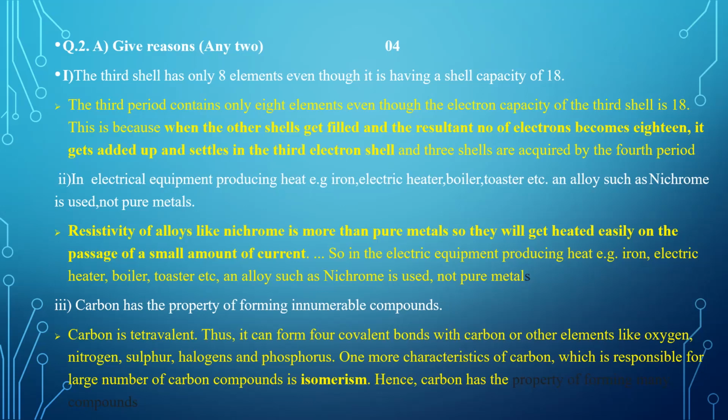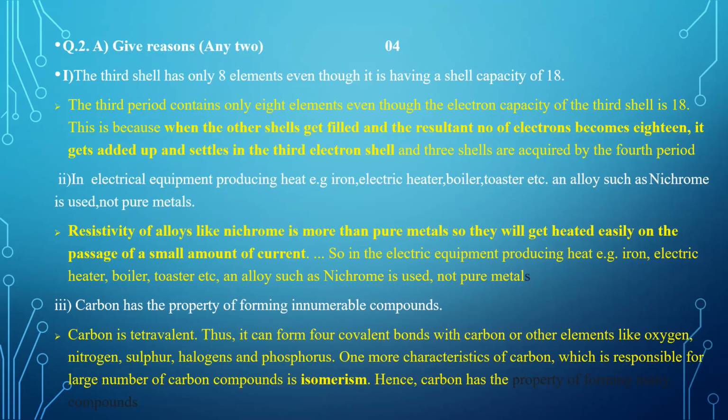Now, number three, carbon has the property of forming innumerable compounds. See, this is also a very interesting one. Why does carbon have the property of forming innumerable compounds? See, carbon is tetravalent. We know valency is how much? 4. So, carbon is tetravalent. Thus, it can form 4 covalent bonds with carbon or other elements like oxygen, nitrogen, sulfur, halogens, and phosphorus. One more characteristic of carbon, which is responsible for the large number of carbon compounds, is isomerism. Hence, carbon has the property of forming many compounds.